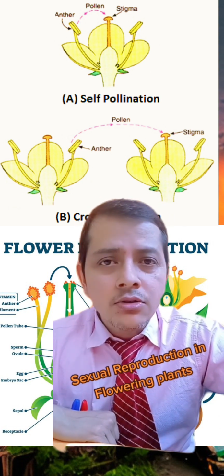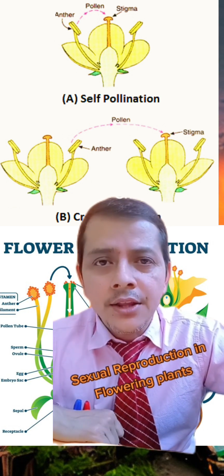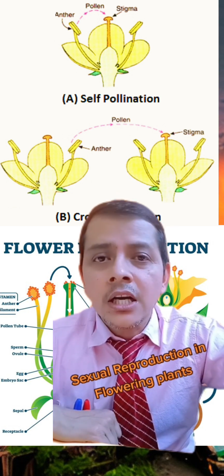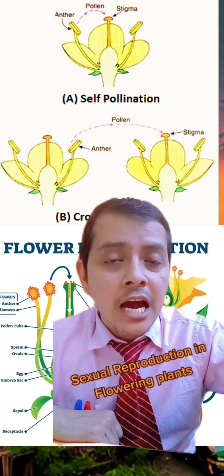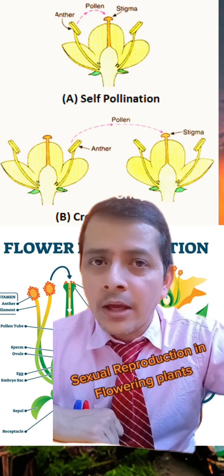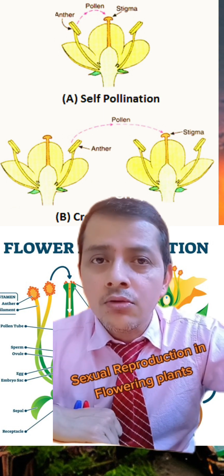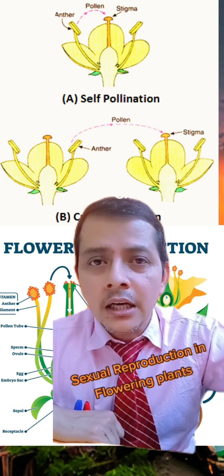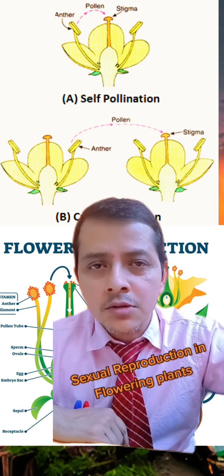Geitonogamy is also a kind of pollination where genetically it is self-pollination, but physically it is cross-pollination. That means we find two types of flowers, male flower and female flower, on the same plant. In that case there is geitonogamy, meaning transfer of the pollen grain from one flower to another flower of the same plant. So genetically they are identical, but physically it is cross-pollination.